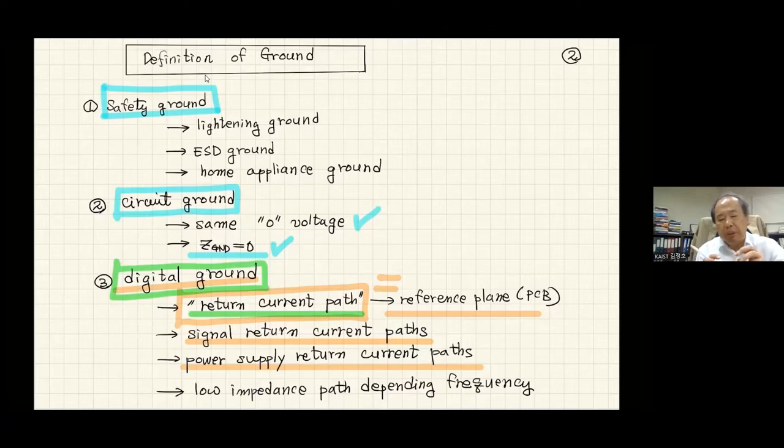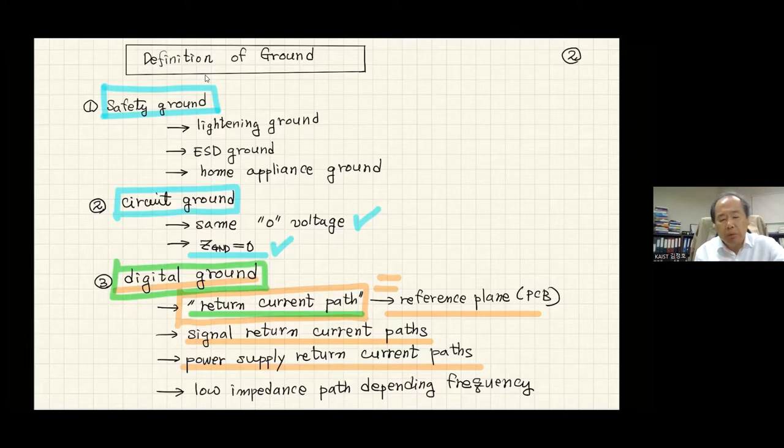Also, I was mentioning that sometimes the signal return current path and the power return current path are separated. But in many cases, depending on your IO signal trace position and decoupling capacitor position, sometimes the signal return current and the power supply current could be overlapped. That is a very difficult part of digital ground design.